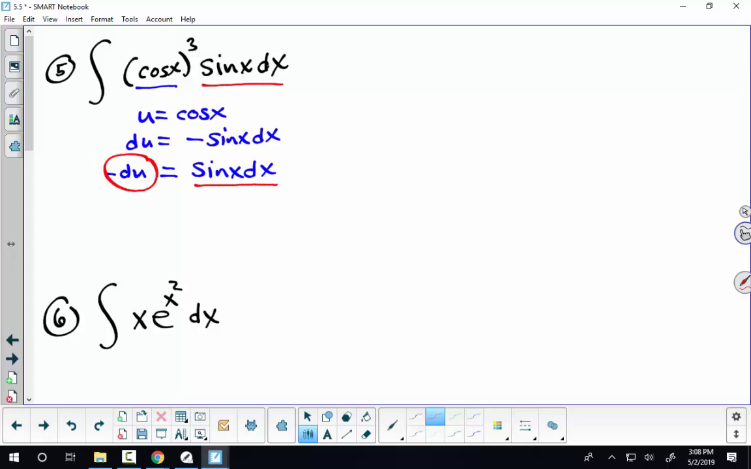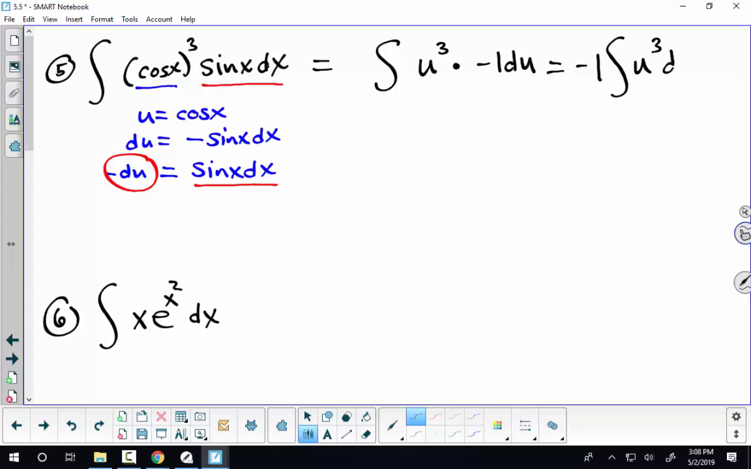The cosine cubed becomes u cubed. So we have the antiderivative of u cubed times sine x dx, which is negative du. Is everybody all right with that? So the negative 1 is a constant, so that's negative 1 times the integral of u cubed with respect to u.